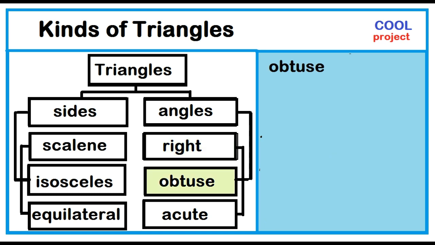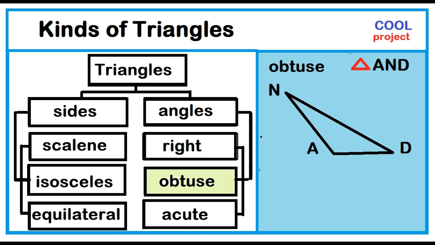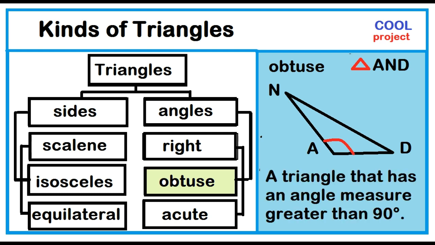What is an obtuse triangle? Consider triangle AND. The measure of angle A is equal to 125 degrees. Triangle AND is an obtuse triangle. An obtuse triangle has an angle measure greater than 90 degrees.